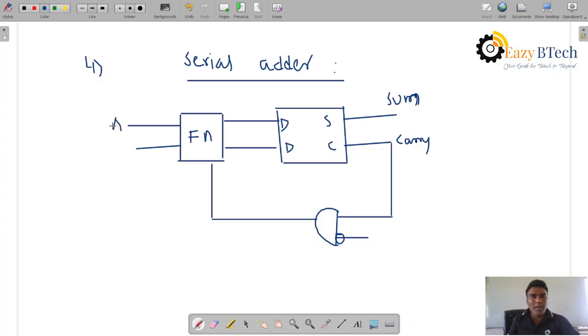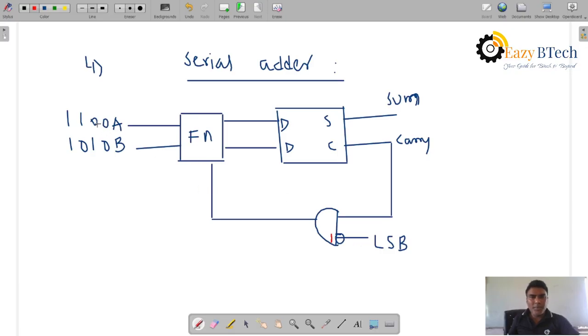So A and B are the inputs. We are applying the sequence of A B: 0 0, 0 1, 1 0 and 1 1. Initially, for the least significant bit, whenever a low is given, the output will be high.